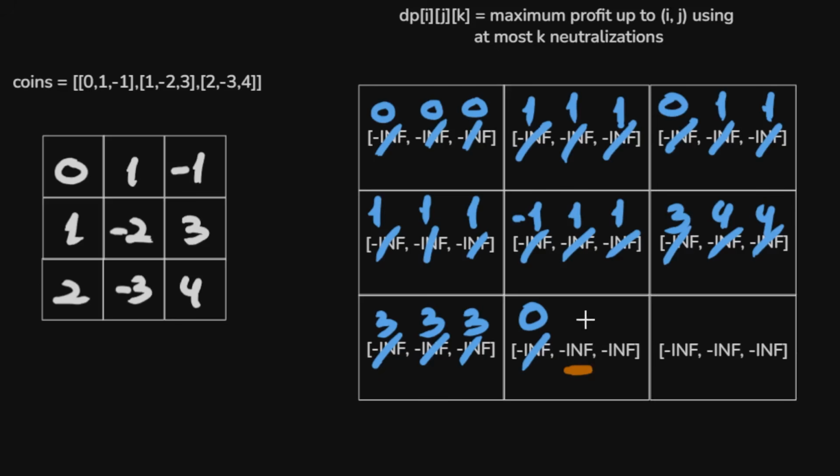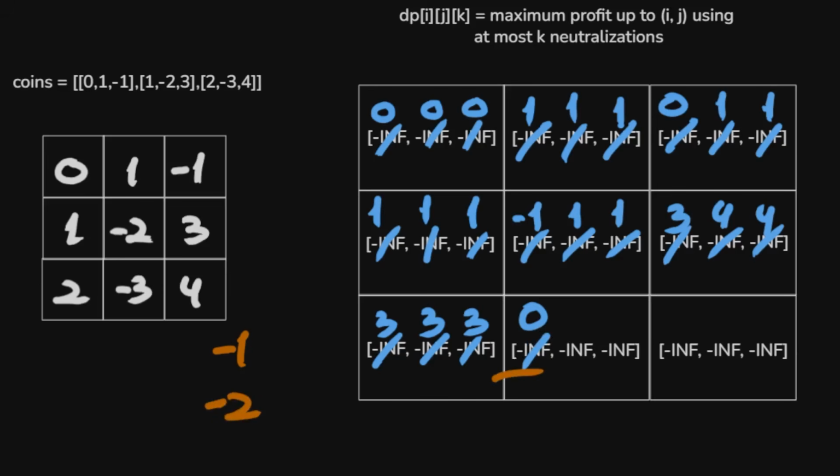Now what if we use 1 neutralization? Let's say that we come from above. If we actually use this, we take this accumulated number plus 0 because we are neutralizing this, and this is minus 1. If we don't use this new neutralization and we come from above, we take this accumulated number 1 plus minus 3 and this is minus 2.